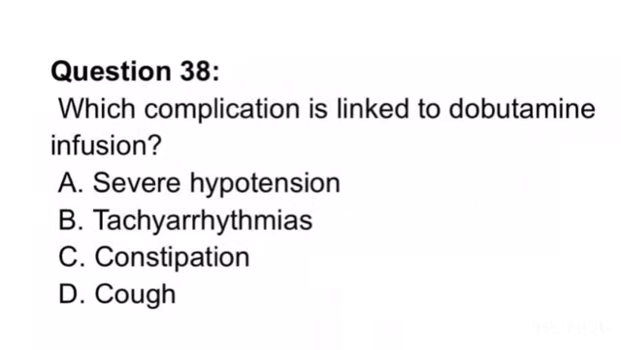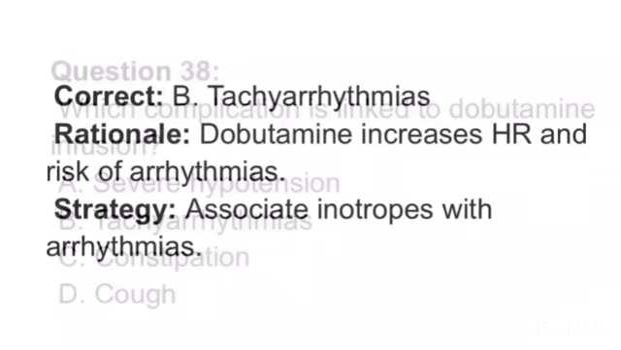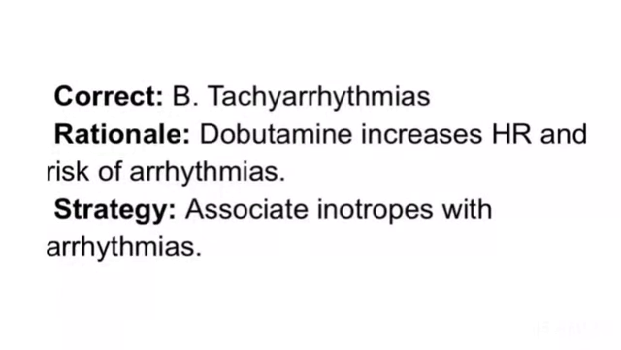Question 38. Which complication is linked to dobutamine infusion? A. Severe hypotension. B. Tachyarrhythmias. C. Constipation. D. Cough. Correct, B. Tachyarrhythmias. Rationale: dobutamine increases HR and risk of arrhythmias. Strategy: associate inotropes with arrhythmias.